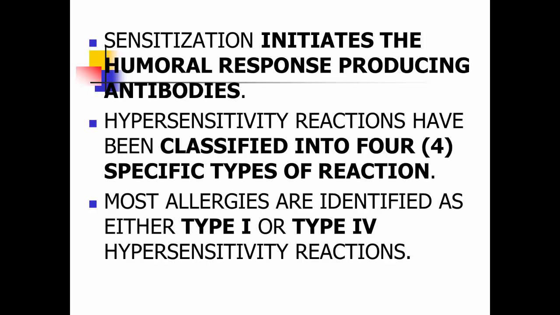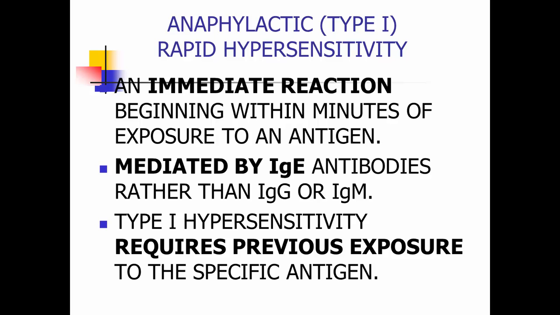Hypersensitivity reactions have been classified into 4 specific types of reaction. Actually, there's a 5th one. Most allergies are identified as either type 1 or type 4 hypersensitivity reaction. So the first one that we're going to talk about is called anaphylaxis, and on your handout it is type 1. And in your book on page 209 and in your old book on page 218, and this is table 14.7 in the new book and 14.10 in the old book. And your handout, you need to have types of hypersensitivity reactions.